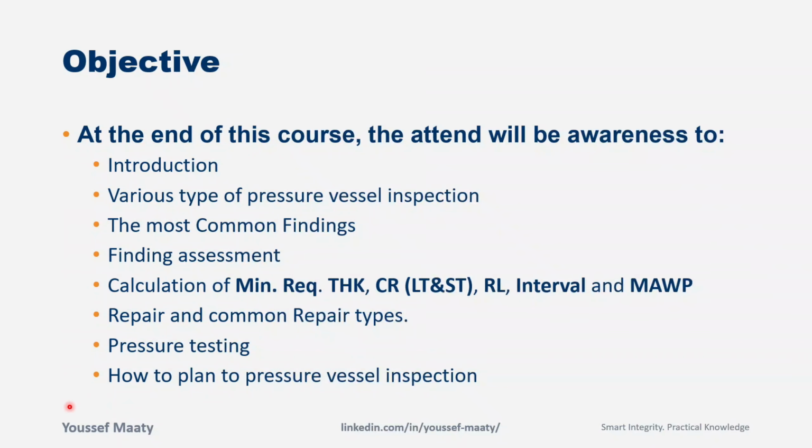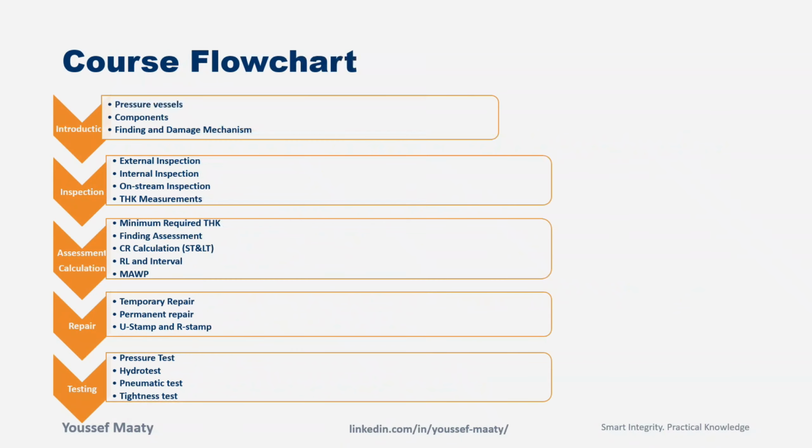We will learn how to prepare an inspection test plan (ITP) or inspection plan for a pressure vessel. We will discuss the requirements, preparation activities, and inspection workflow. The playlist will consist of 5 main sections. The first section is the introduction. It covers pressure vessel definitions, components, and common damage mechanisms. The second section focuses on inspection. We will discuss the 4 main inspection methods: external inspection, internal inspection, on-stream inspection, and thickness measurement.